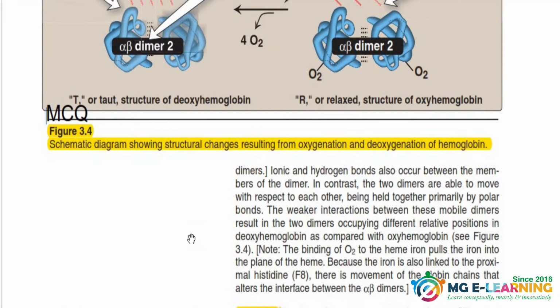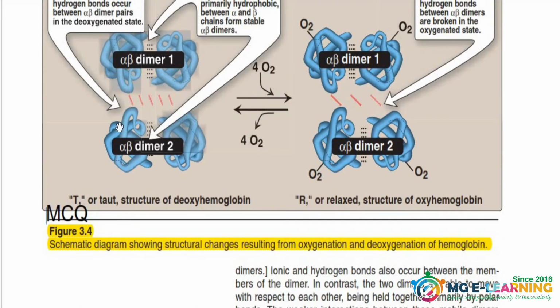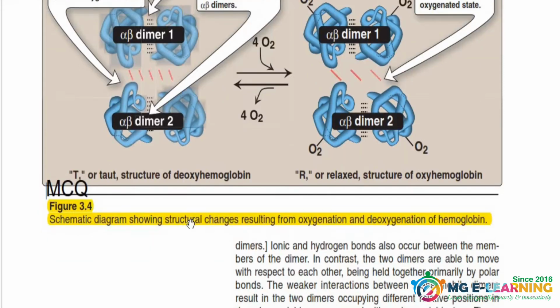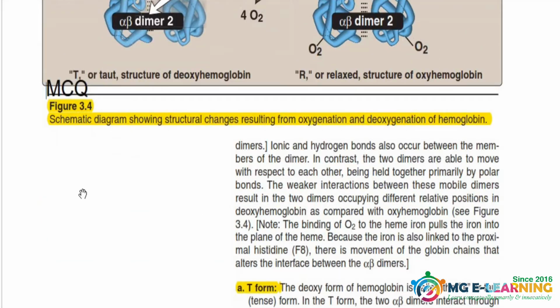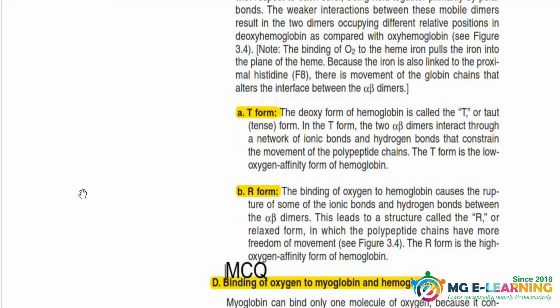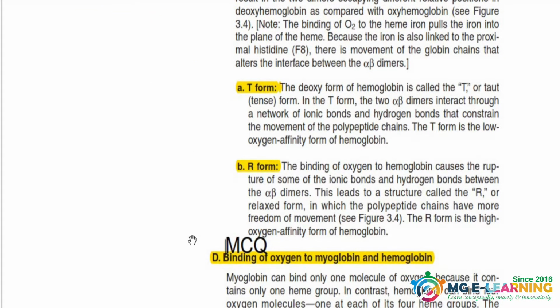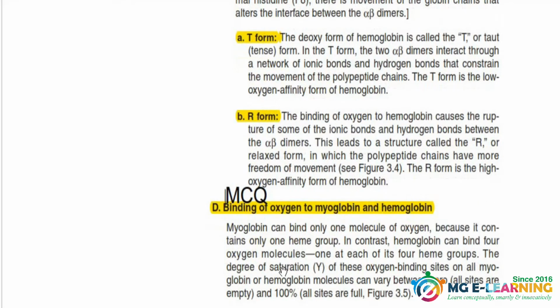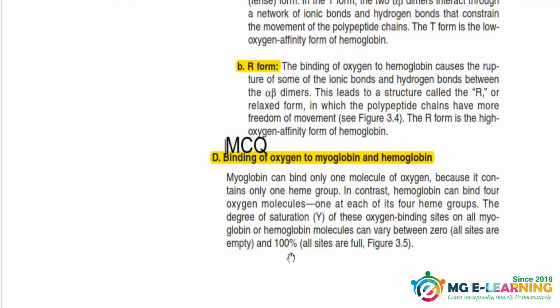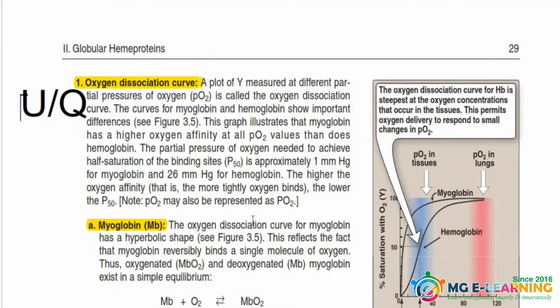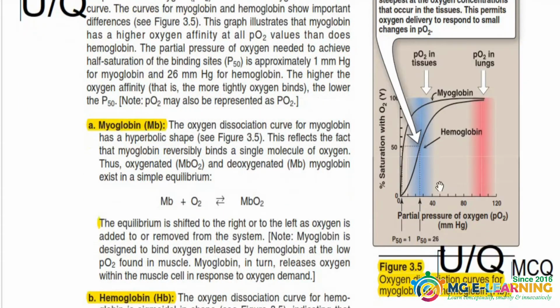Moving forward, you have to just see these diagrams for MCQs. There are important points explained below. What is T form and R form? These are very important for MCQs and for SCQs. Binding of oxygen to myoglobin and hemoglobin. Just read this for MCQs. Oxygen dissociation curve. This is a UQ. You have to learn this graph as well.